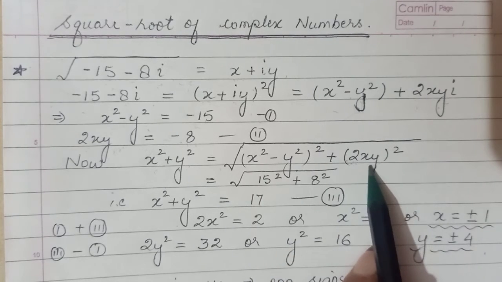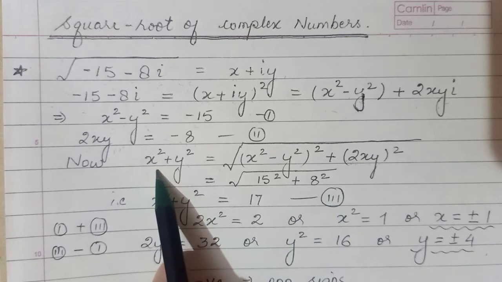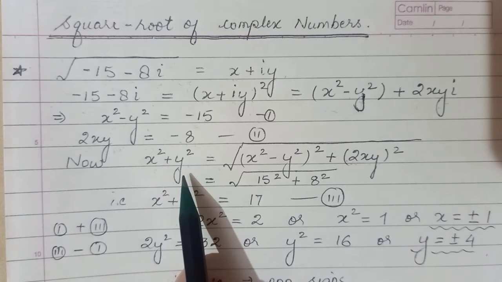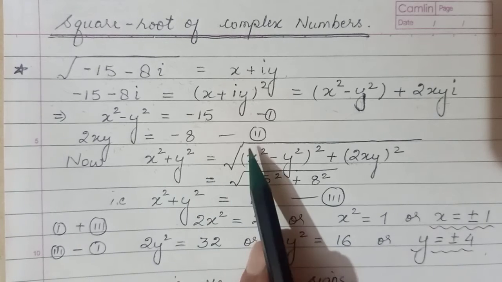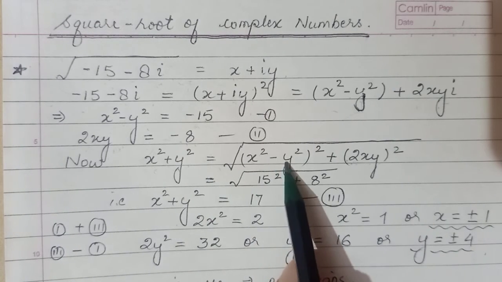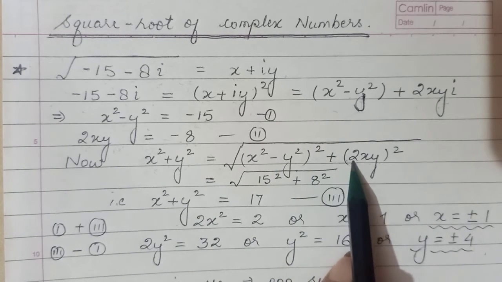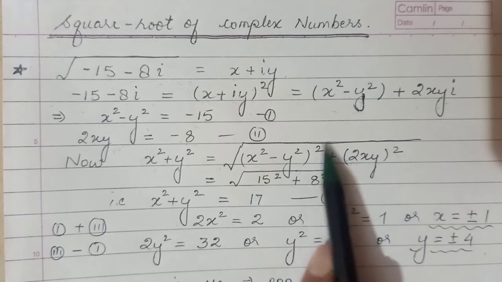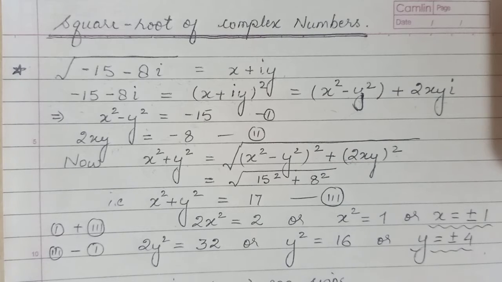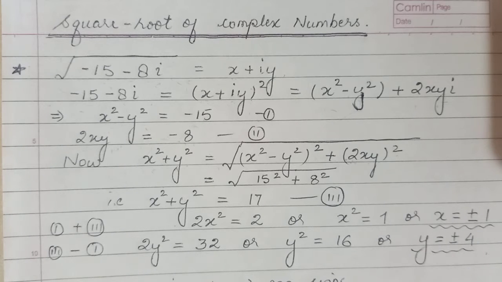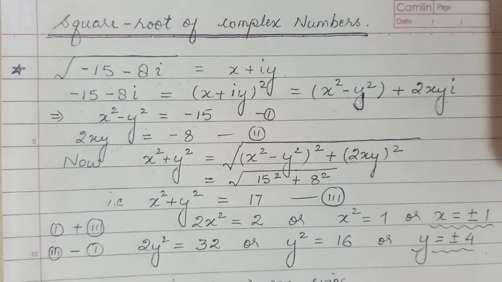So this becomes a further identity of x square plus y square's whole square. Hence we can write x square plus y square as the square root of x square minus y square's whole square plus 2xy's whole square. You can open and simplify this and you'll automatically get this equal to this. If you're still not following what I'm trying to say, you can open it and check it yourself.